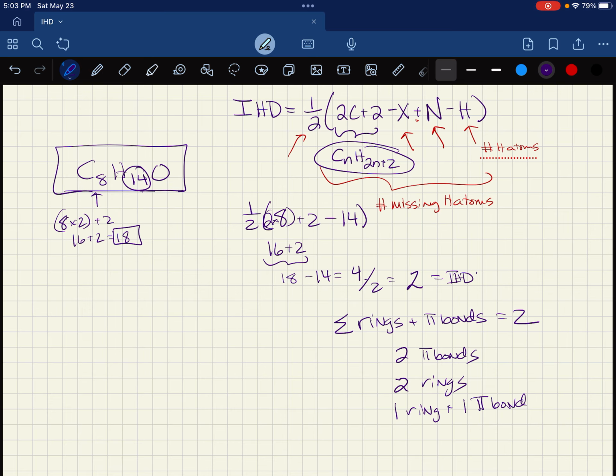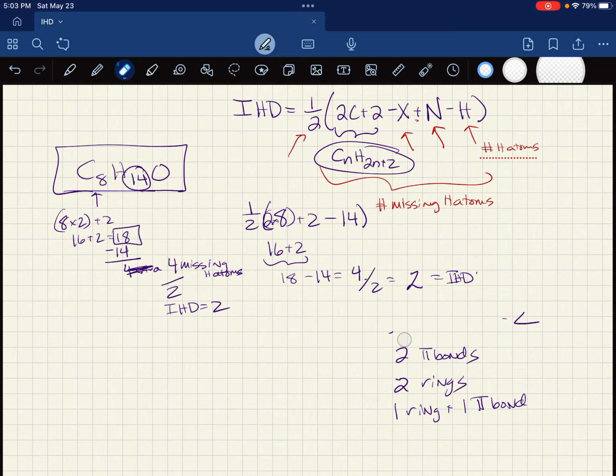I don't have any halogen atoms. I don't have any nitrogen atoms, so I'm not going to change anything there. If I did, I would at this point. And so that means I have 4 missing H atoms. And again, I know I lose 2 hydrogen atoms for every ring or pi bond. So that means my IHD will actually be 2. Okay, so let's draw a few different structures here that might work for this compound.